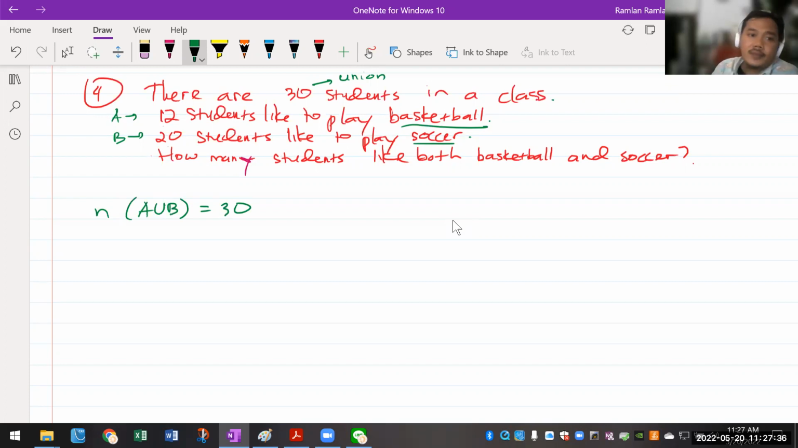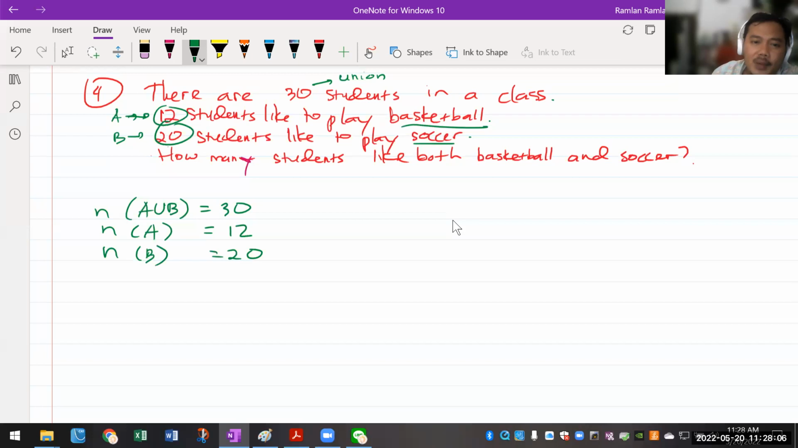The next one: the students who like basketball, we name it set A, which means that N(A) is going to equal 12, because there are 12 students who like to play basketball. The next one is N(B). Let's name soccer set B. So N(B) will equal 20, because there are 20 students who like to play soccer.